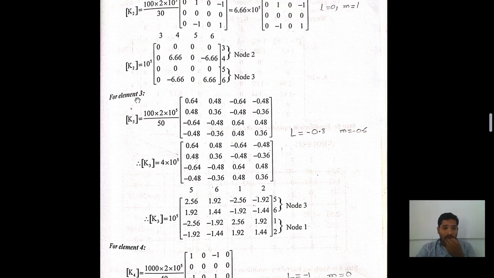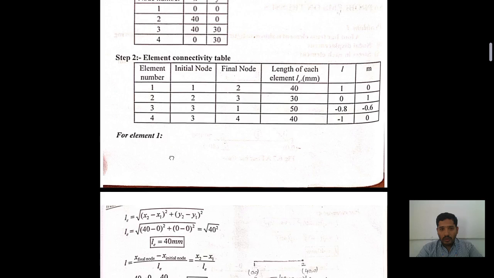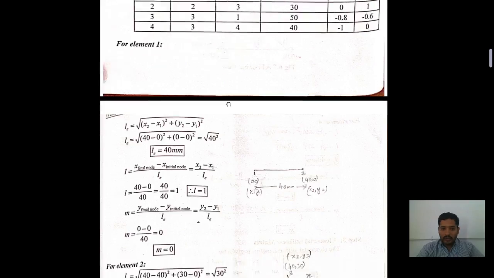After that, remember that is the most important, because if you want to find out element number 3, then you need to join which node? Node third to node first, like this inclined line. Node third to node first, then only you are forming element number 3. So node 3 is the initial node and node 1 is the final node. Clear?